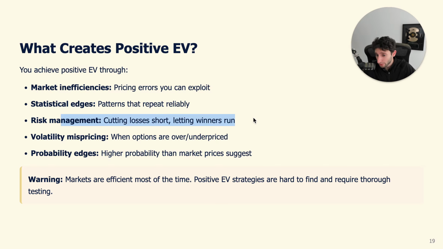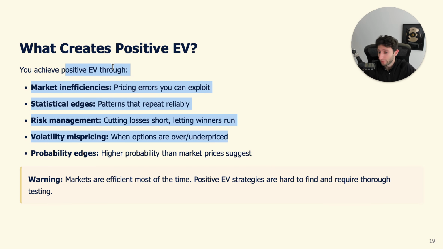Having good risk management is always important. Volatility mispricing is really big as well. Let's say you get a stock that just rips like crazy, like GME or AMC, whatever it is. Those options are going to be mispriced. There's going to be extreme high IV or implied volatility, which means if you're able to short those options contracts, you're pretty much going to have an edge in and of itself.